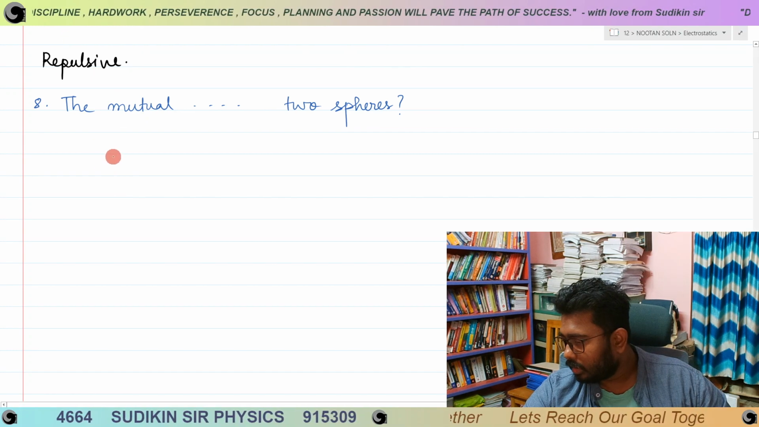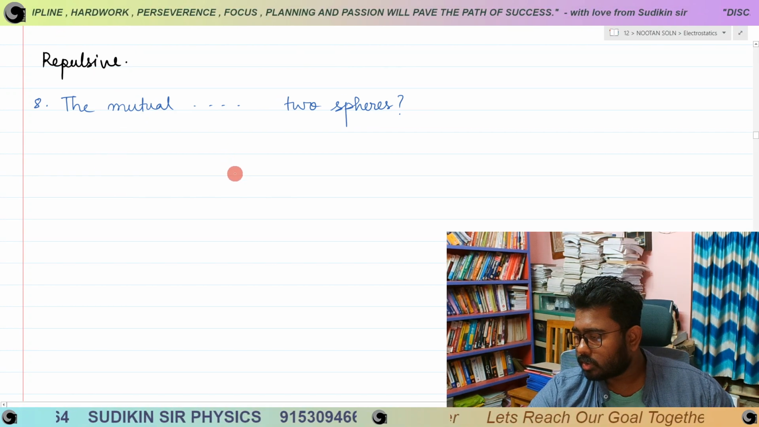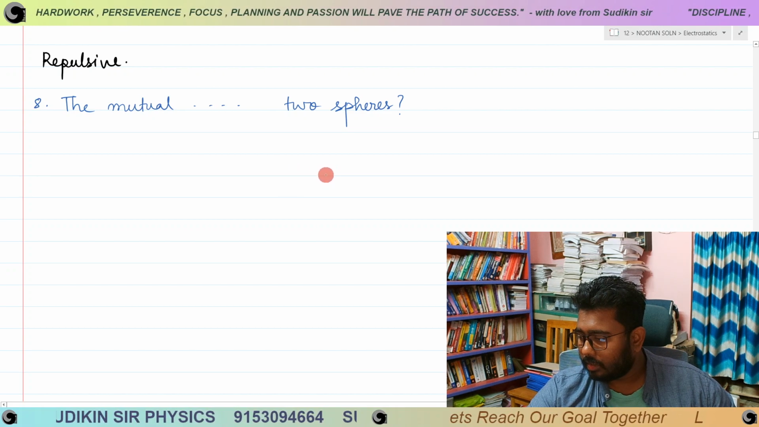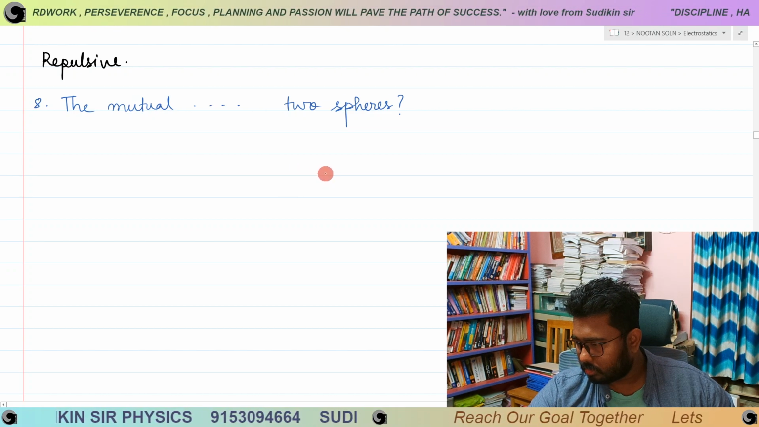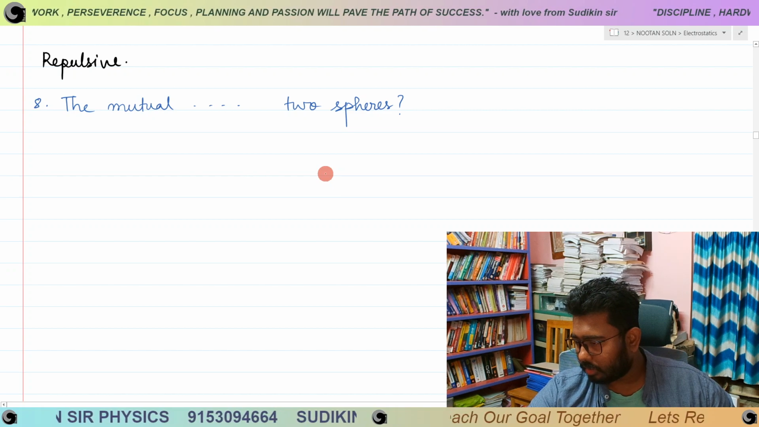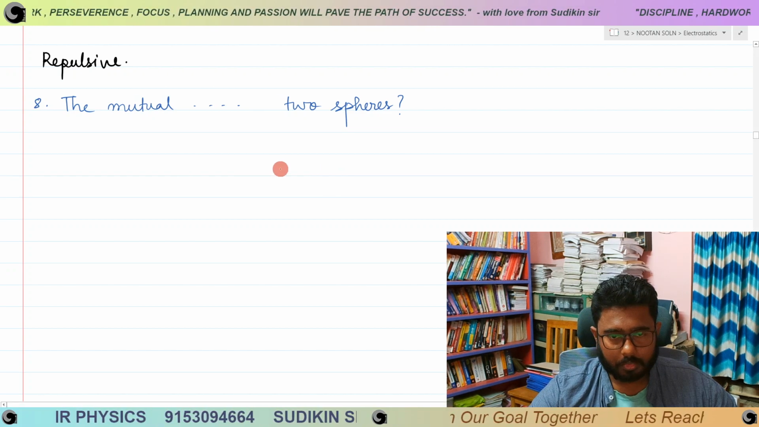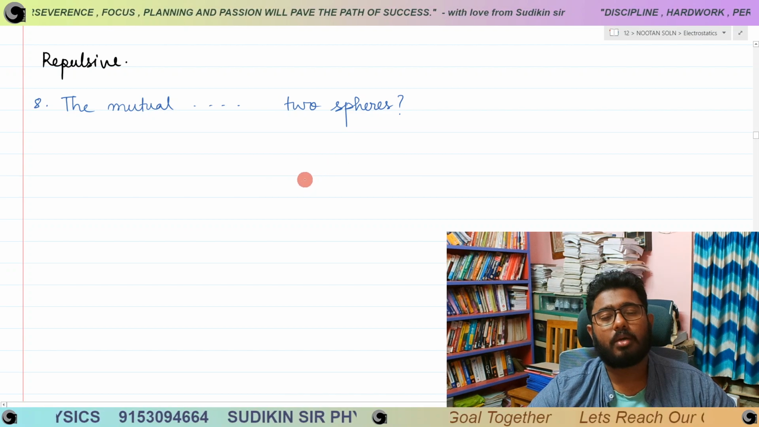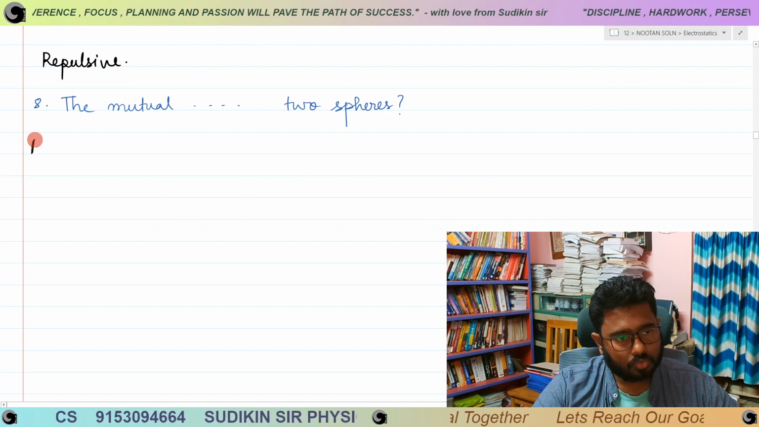In the next question, the mutual electrostatic force of attraction between two small spheres carrying charges 0.4 microcoulomb and minus 0.8 microcoulomb in air is 0.2 Newton. What is the separation between the two spheres? They're asking about the separation between the two spheres.